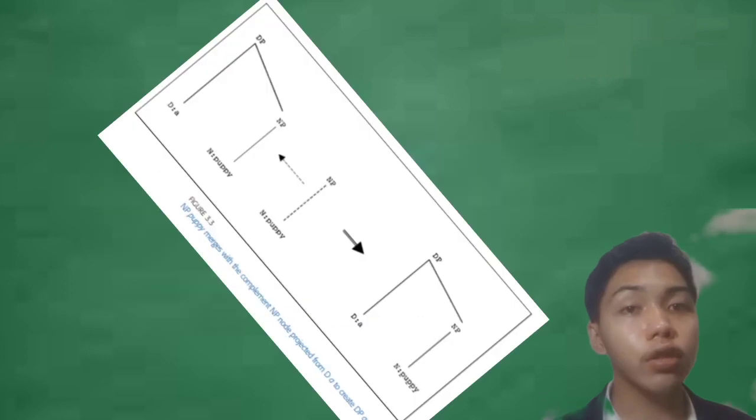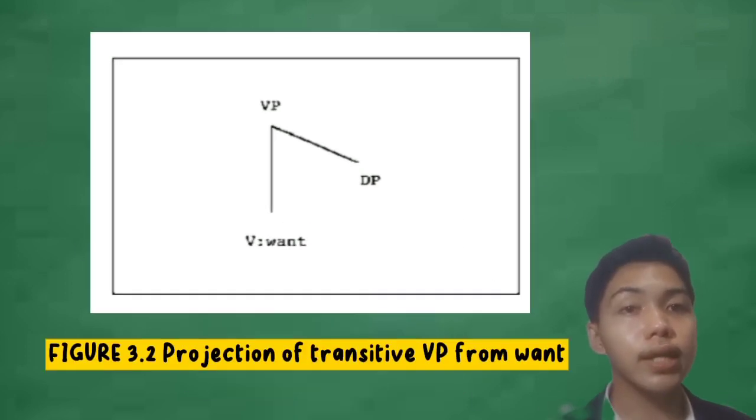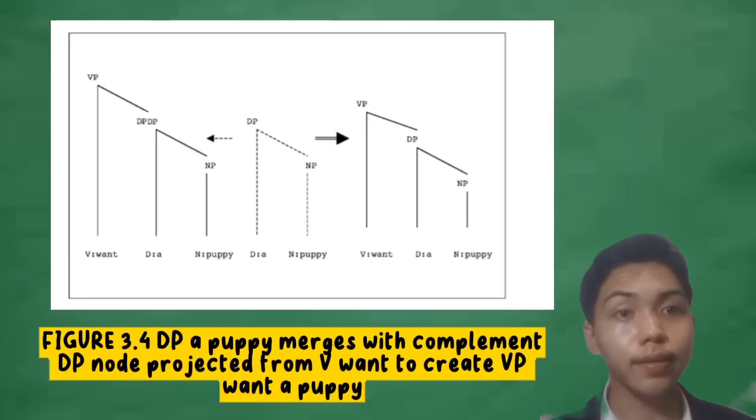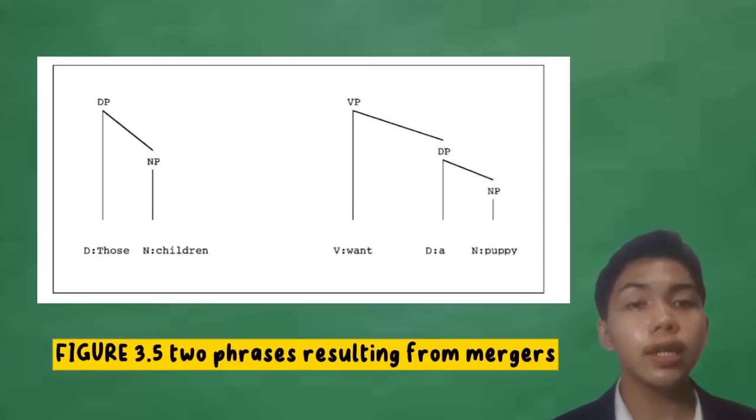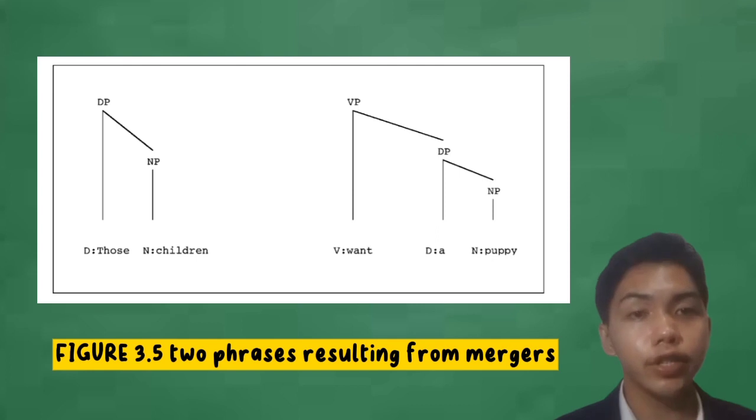We recall that in figure 3.2 the verb phrase, whose head is the verb, needed a DP complement, which can now be merged into the VP as illustrated in figure 3.4. This is figure 3.5, which shows the two phrases resulting from merges. So far, the grammar has created the two phrases in figure 3.5 by merger.